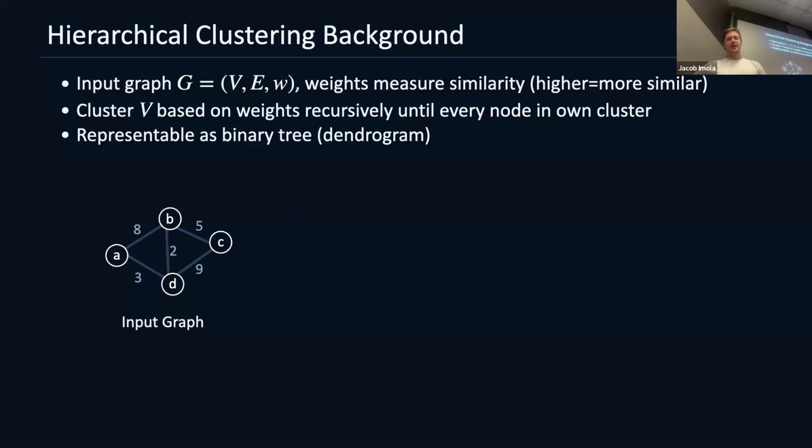So it might be something like if you have cities, then the weights on the graph measure the amount of traffic, and that makes the cities more similar somehow. So that might be why you would use this algorithm in real life. And you can represent this as a binary tree, and it's also called a dendrogram.